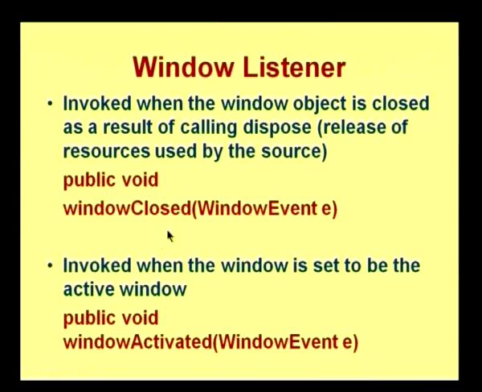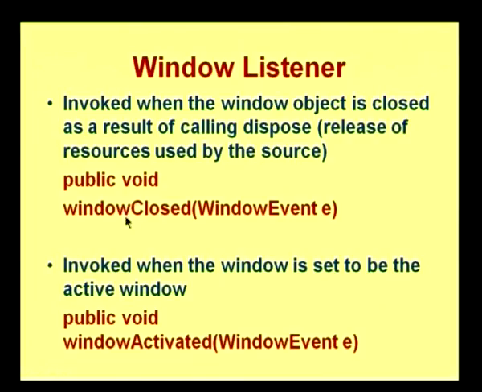So, you can see here you have a method called windowClosed. This is invoked when the window object is closed as a result of calling dispose. You can very well hide a window as well as dispose your window. Whenever you hide your window, the object will be available, it is not closed. Whenever I dispose that window, only then the windowClosed method will be called. Dispose will remove the entire memory that is being occupied by your particular window.